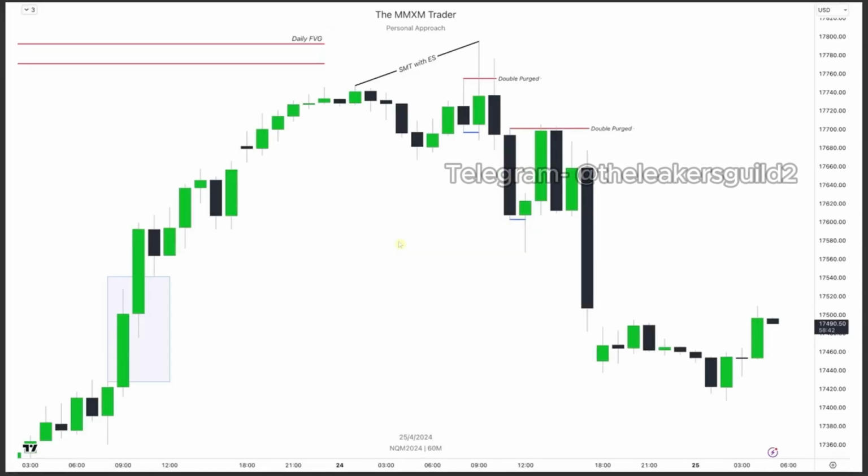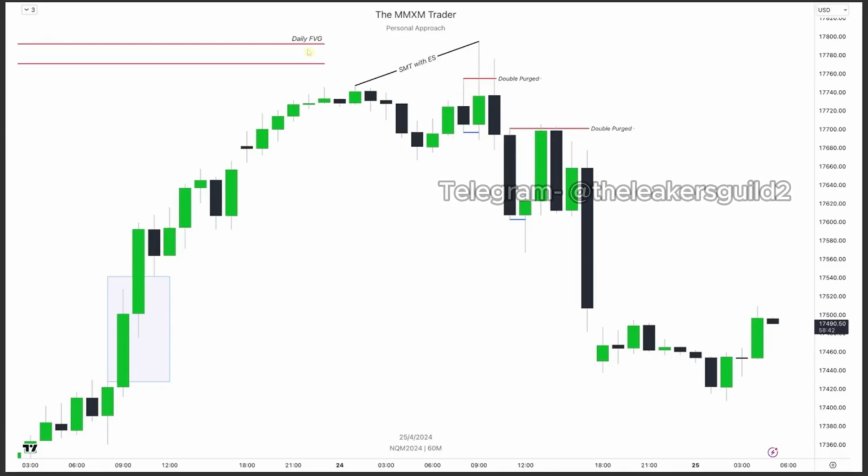All right, so this time we've got a Nasdaq chart over here. So we can see the key thing over here, right? We want to see SMT in that higher time frame key level, which is a daily fair value gap. So we have a double purge over here, right? We take out the sell stops first, then we take out the buy stops inside that daily fair value gap with SMT, and then the low resistance liquidity run should happen to the downside, right?